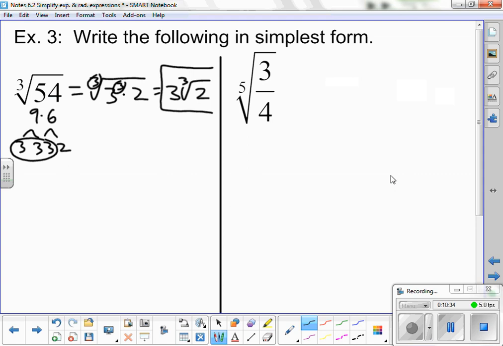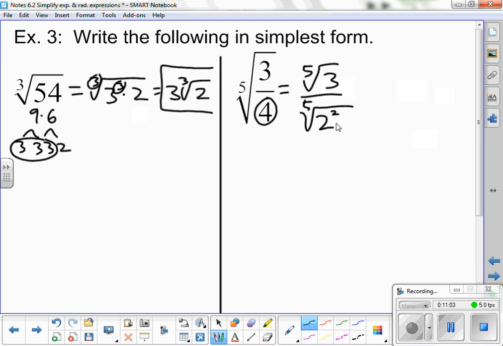Now this one, we're going to come up with a different type of problem. First off, this 4, I'm going to turn it into something else. I'm going to turn it into a 2 squared. So it's going to be the fifth root of 3 over the fifth root of 2 squared. The reason I did that was because I know I'm going to be working with these exponents, so I need to keep that in mind.